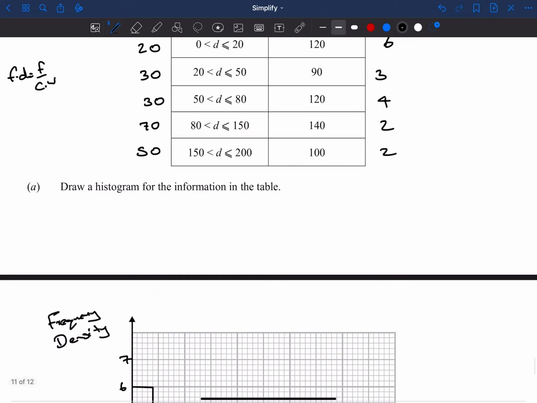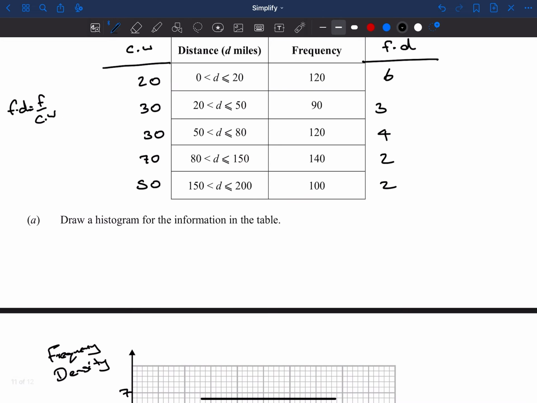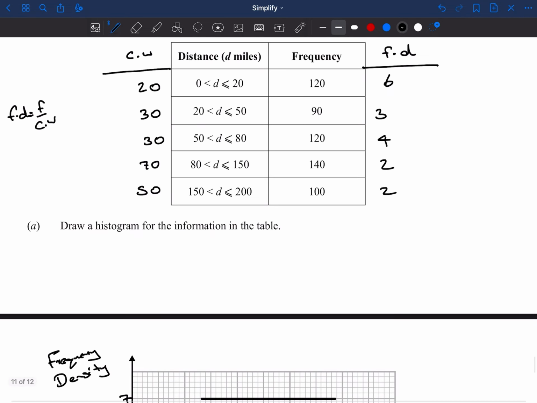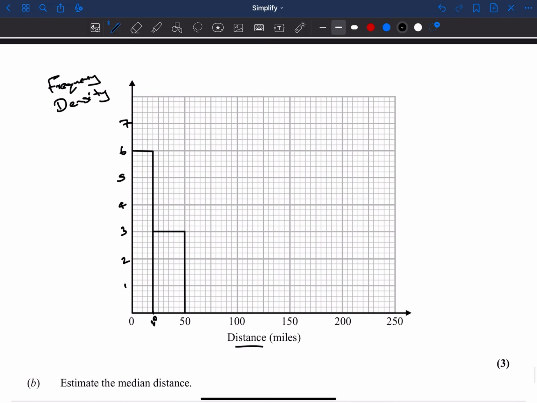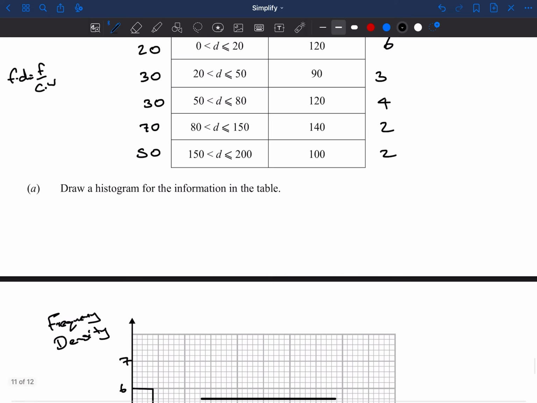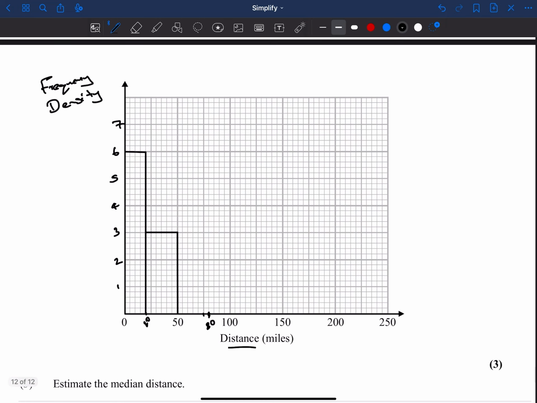The next one, 50 to 80 is 120. Sorry, 50 to 80 is 4, my bad. This is 75, this one is 80. That's 4.